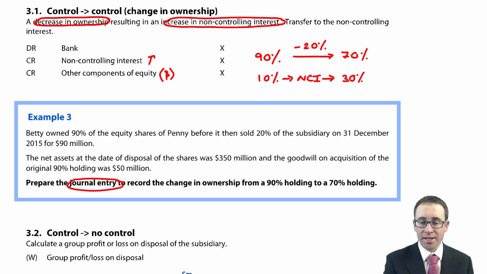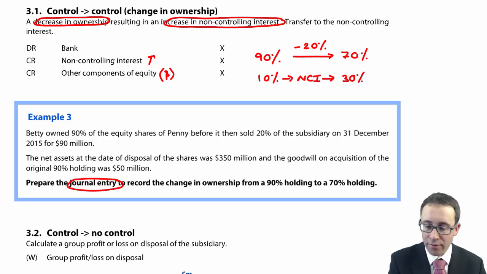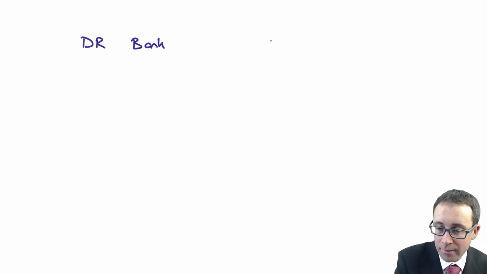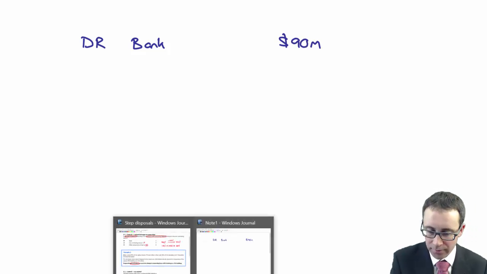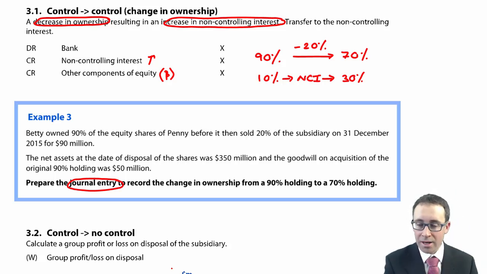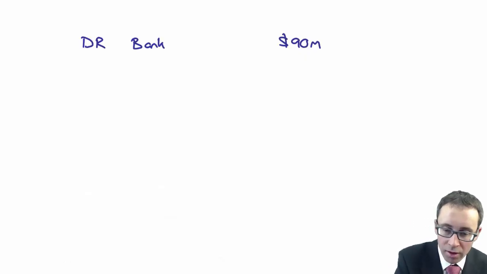So it says Betty owned 90% of the equity shares of Penny before it then sold 20% of the sub on December for 90 million. So we're going to debit the bank first of all with 90 million. Let's get the easy bits first, shall we? So we debit the bank with 90 million. That's nice and straightforward. The net asset to the date of disposal of the shares was 350 million and the goodwill was 50 million. So we need to go through and credit the non-controlling interest.